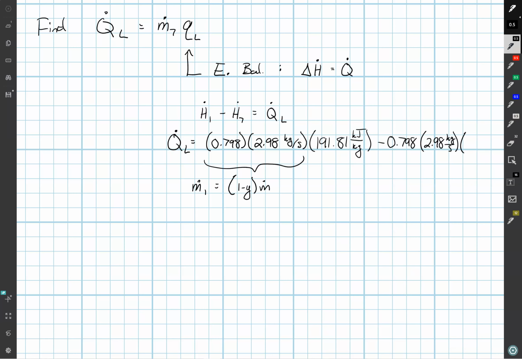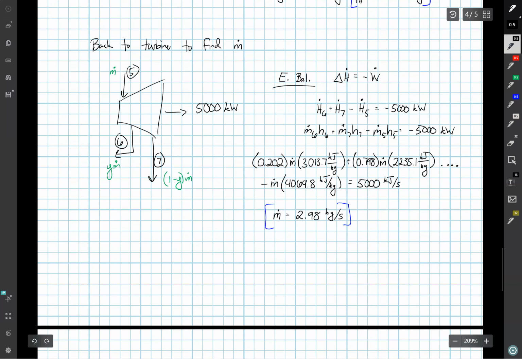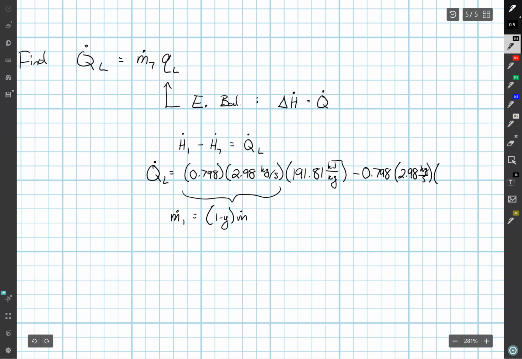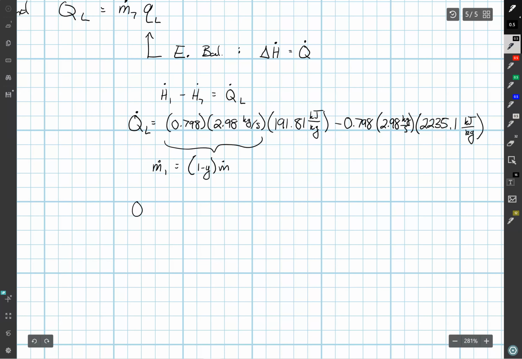And now our enthalpy is enthalpy 7. So if we look up here, it was 2235.1 kilojoules per kilogram. If we plug this in, we can find that the heat transfer rate QL through the condenser is 4858 kilowatts.